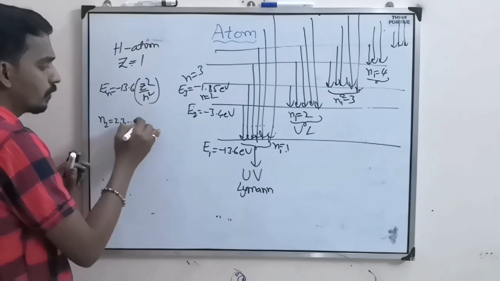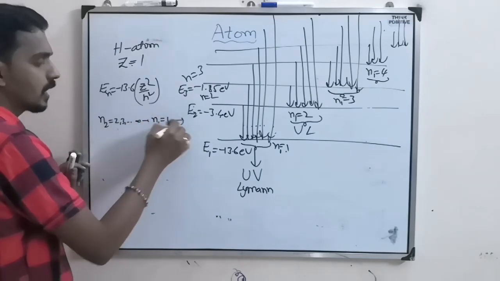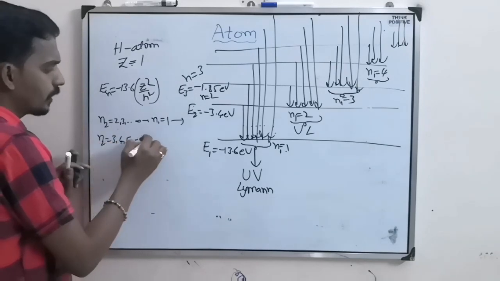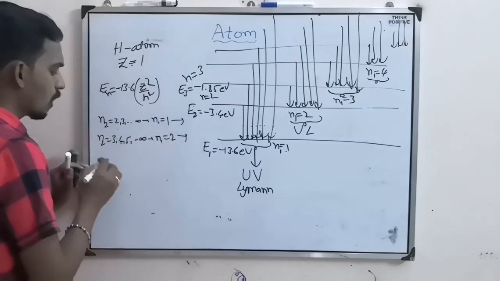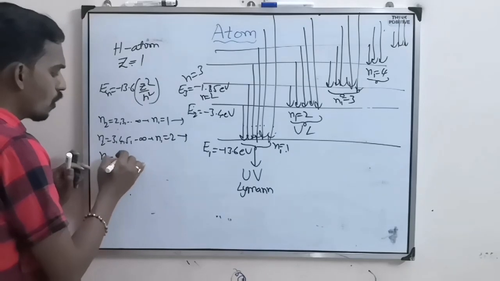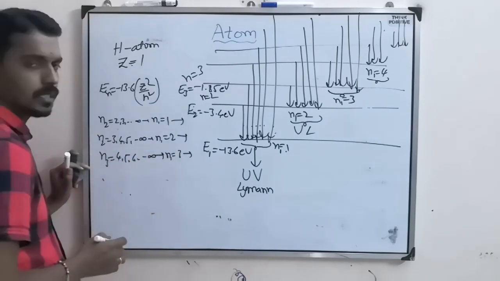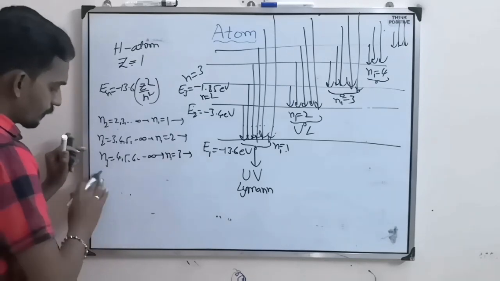So the transition can take place from a higher level, that is 2, 3 up to infinity to 1. This is the Lyman series. Or from 3, 4, 5 till infinity to 2. This is the Balmer series. Or 4, 5, 6 up to infinity to 3, the third level. This is the Paschen series.